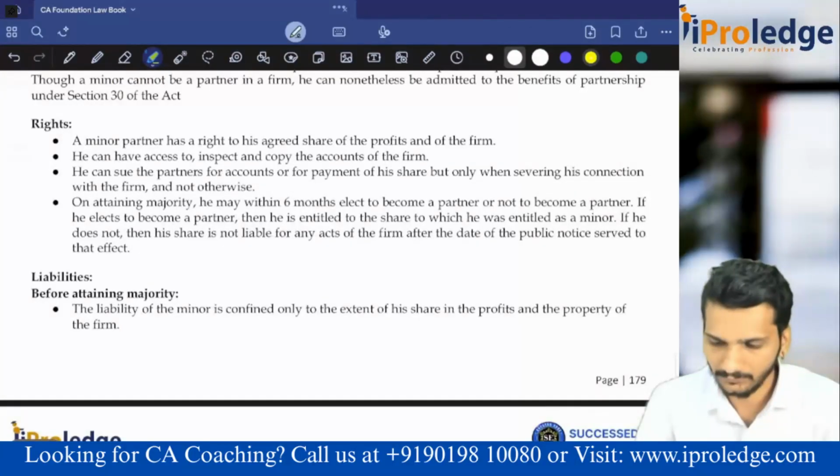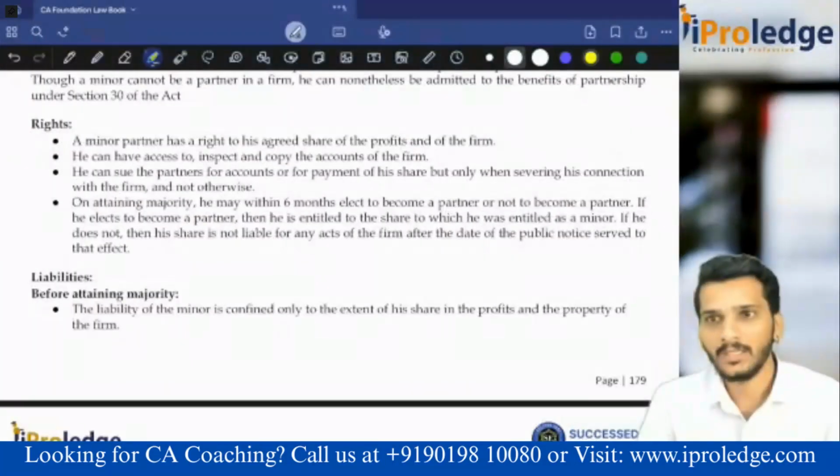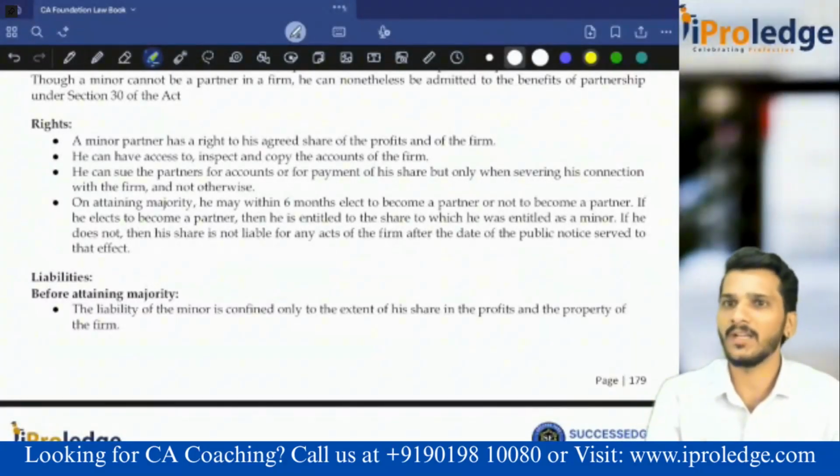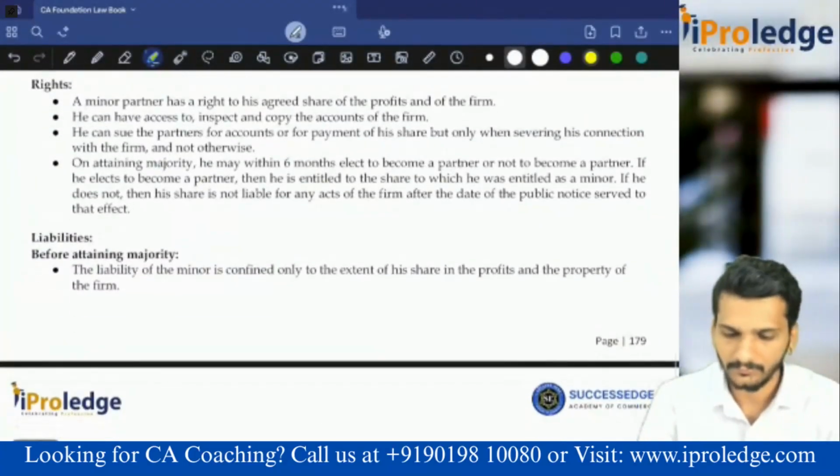So should the partnership be reconstituted if he accepts? Yeah, reconstitution has to happen because one more partner is being added. Dissolution is not required. Reconstitution is sufficient.